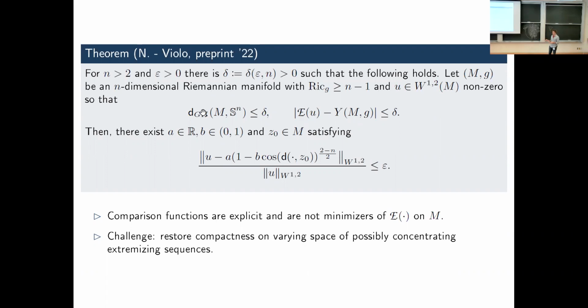So the stability is qualitative. For every epsilon and dimension n, there exists a delta such that, given an n-dimensional Riemannian manifold which has Ricci lower bound n-1, and a non-zero function in W^{1,2}, if the manifold is delta-close in the Gromov sense to the sphere, and the function is delta-extremizing, so the deficit is small in the Yamabe functional, then we proved that the function is epsilon-close in W^{1,2} distance to the family of radial functions, which are extremal on the sphere, but are set on the manifold.